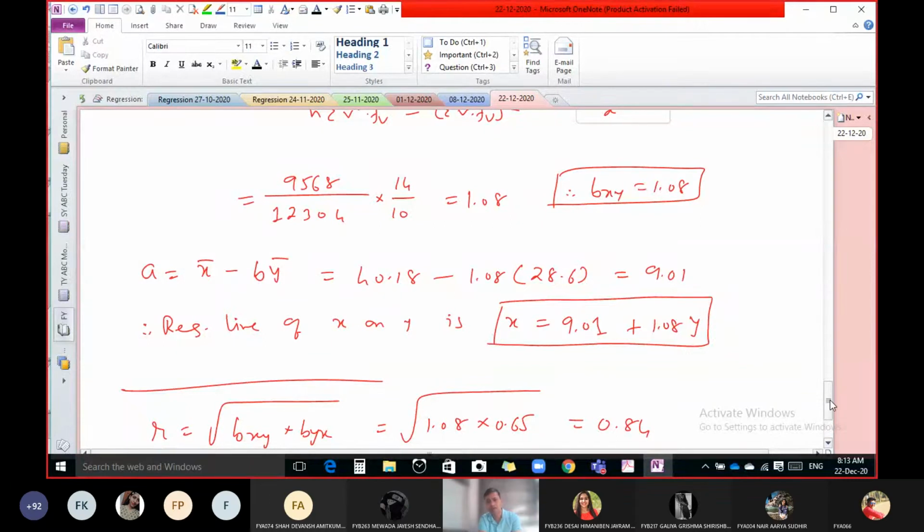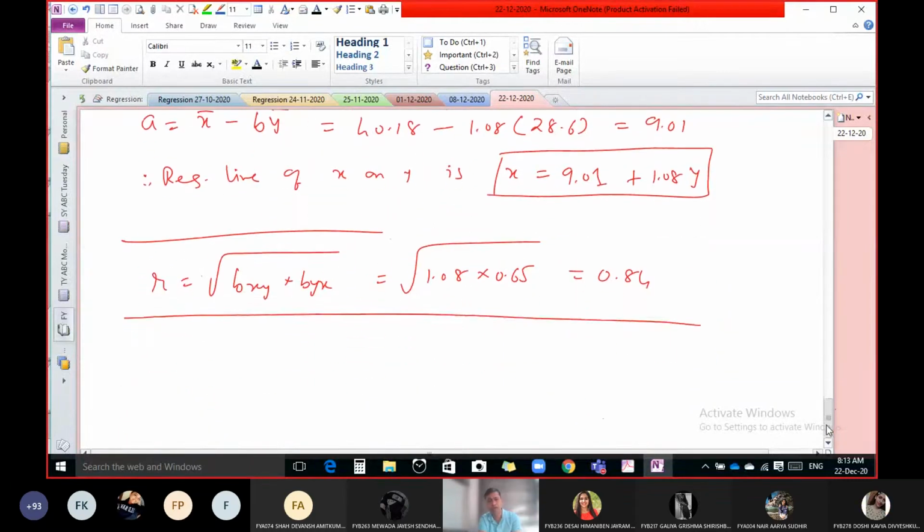Now we know that if you want to calculate the value of r by using bxy and byx, then we have a formula, r equal to square root of bxy into byx. We have the values of bxy and byx, so multiply those two and take the square root, and we get the answer. So that is another way to calculate the value of r.